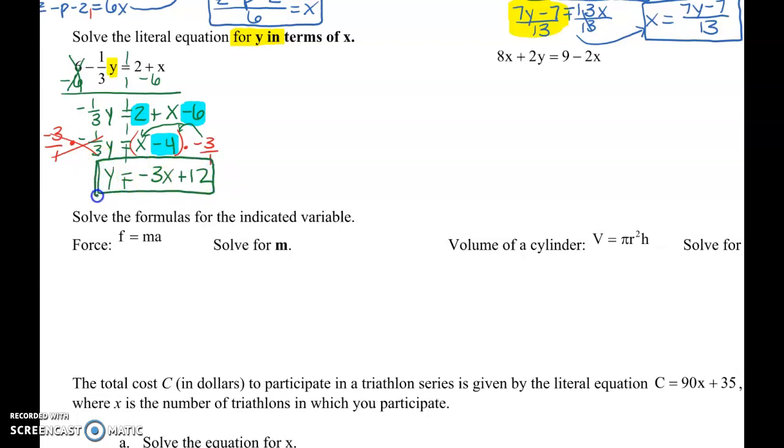This is what's called slope-intercept form, if you've heard of that, and we're going to be using this in later units. It's going to be really helpful because we need to know how to get y by itself.